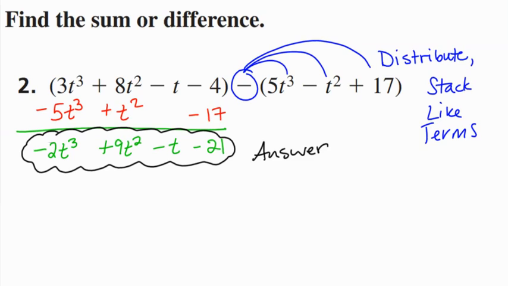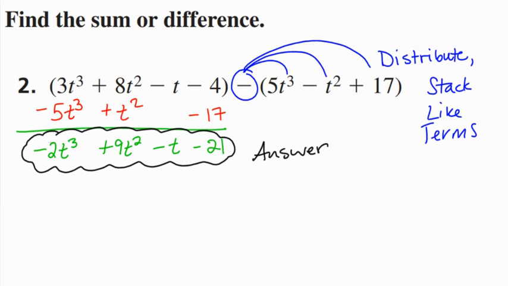And when we combine like terms, we have our final answer of negative 2t cubed plus 9t squared minus t minus 21. And that is how you can add and subtract polynomials.